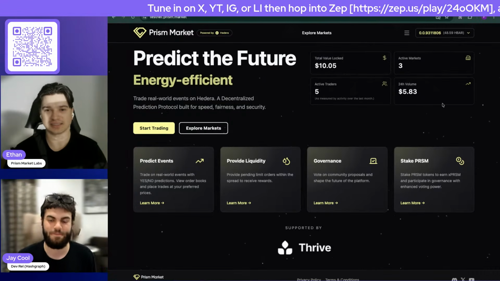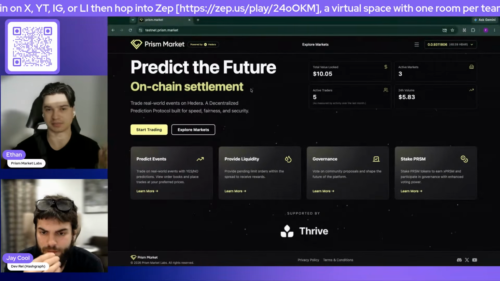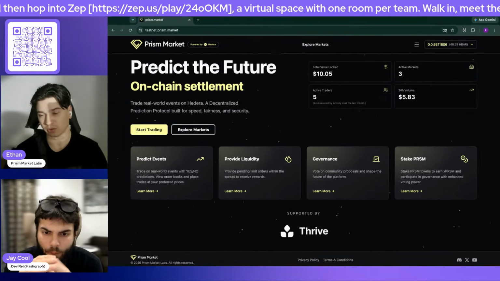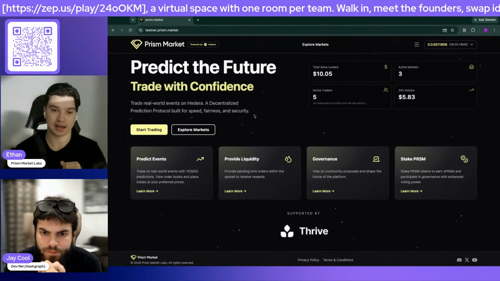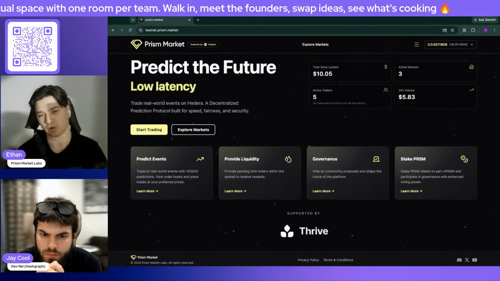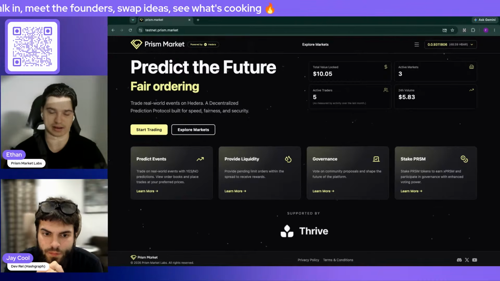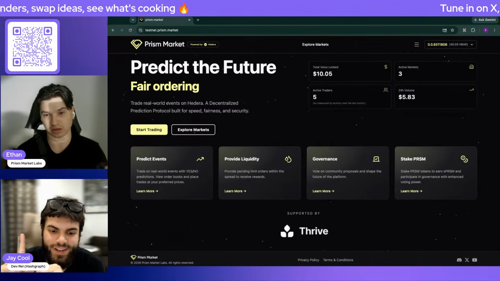Yeah. So as you can see here, this is just the home screen. If you go to testnet.prism.market, this is live. Anyone can load up and connect their testnet wallet. To participate in the existing markets, you need to load up your wallet with testnet USDC, and our documentation has the full guide on how to get that directly from Circle.